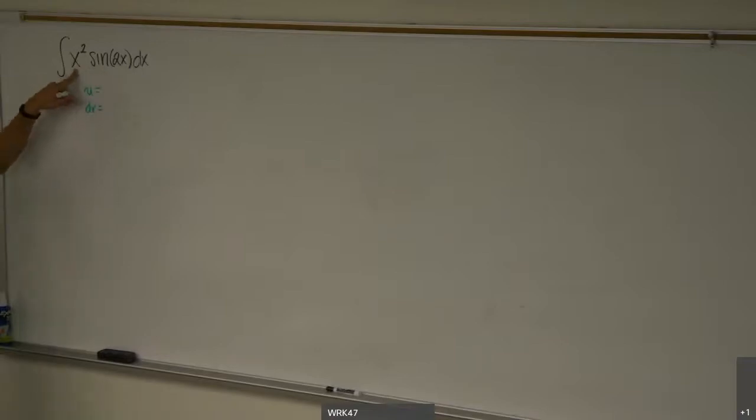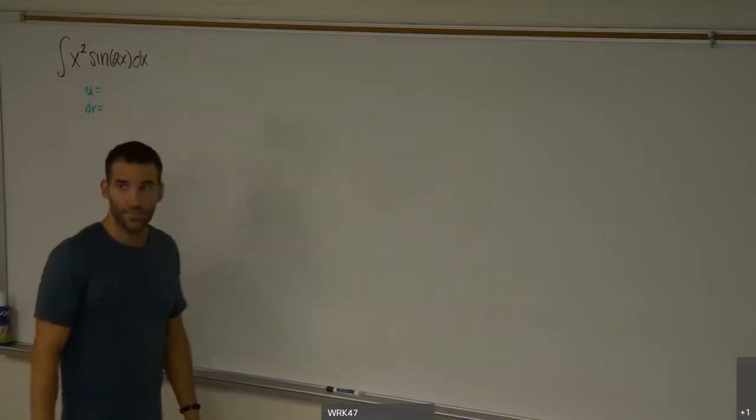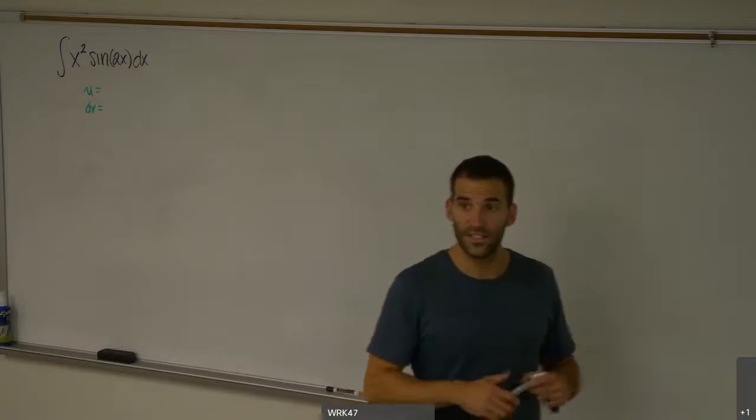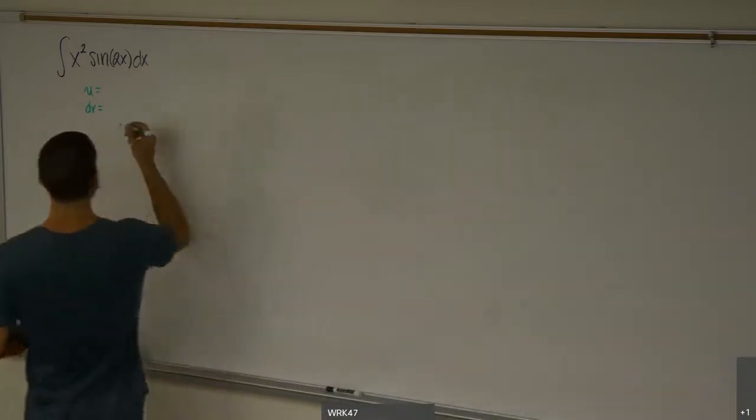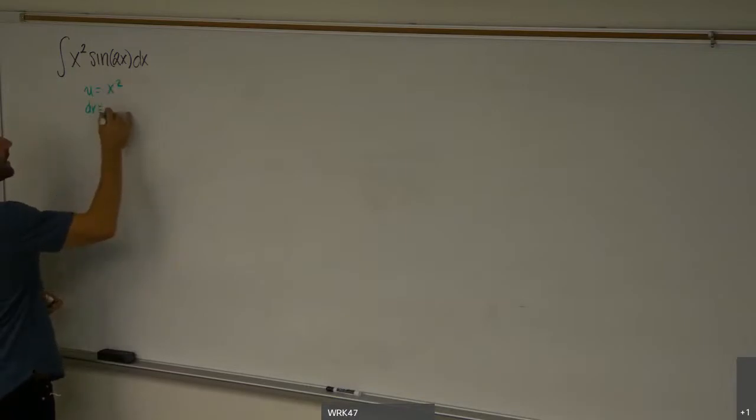Now what would be easier with cosine? Would I rather up the power of x by making it x cubed over 3, or decrease the power of x by making it 2x? Well, increasing isn't going to help me. Decreasing might. And so let's go ahead and make the choice then for u to be x squared. And then dv will be sine of 2x dx.